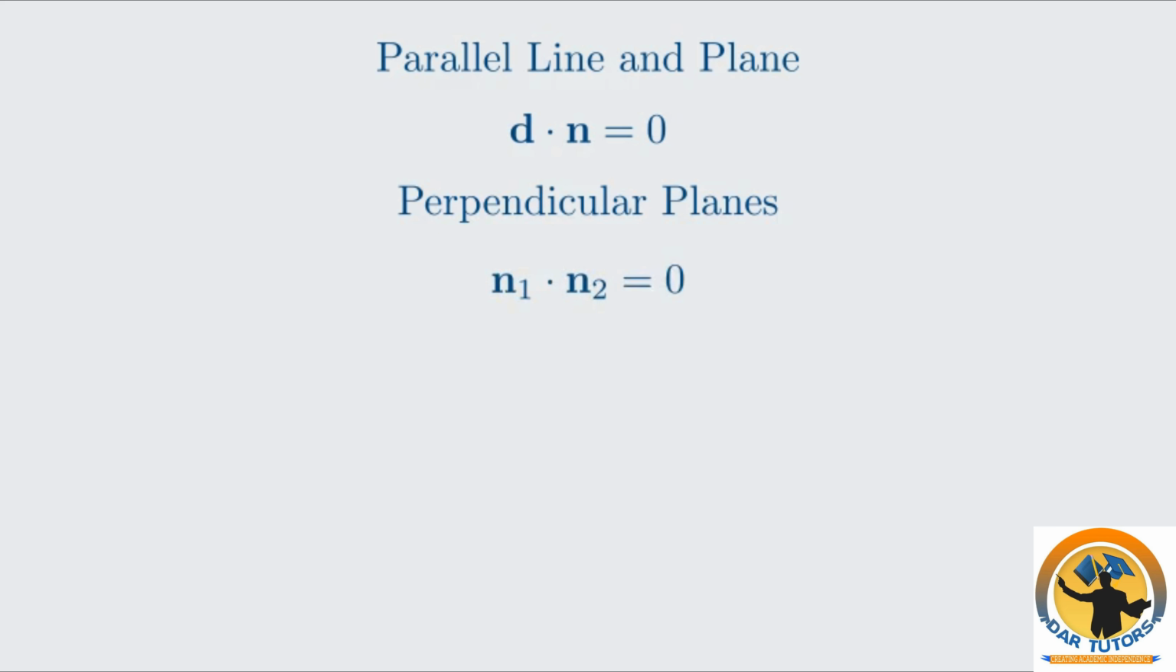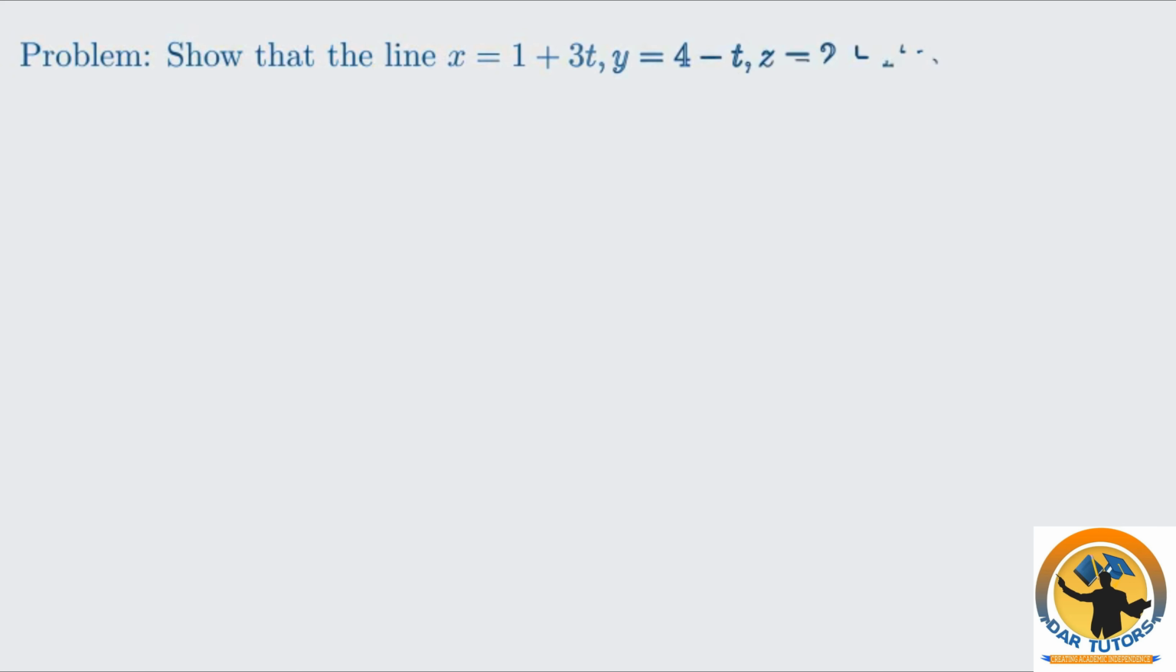So two planes are perpendicular if and only if the dot product of their normal vectors, n1 and n2, is 0. Let's work through an example to solidify these concepts. We'll use problem 2a from the exercise. The problem asks us to show that the line x equals 1 plus 3t, y equals 4 minus t, z equals 2 plus 4t is parallel to the plane 2x plus 2y minus z equals 5.